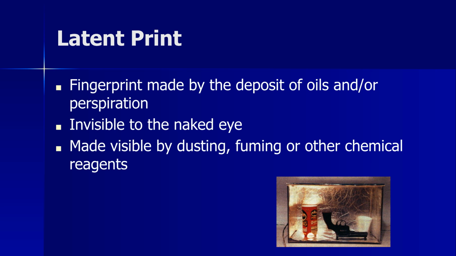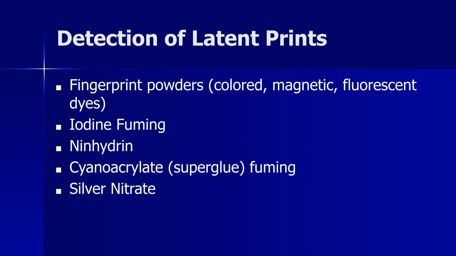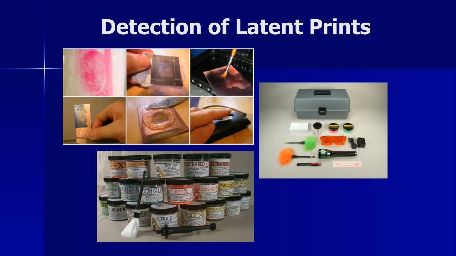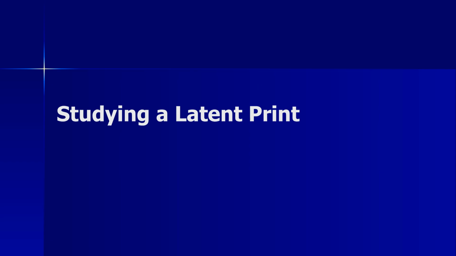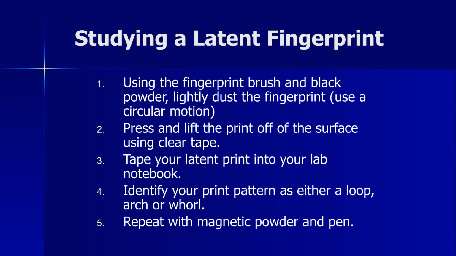A latent print is made by the deposit of oils or perspiration and is invisible until chemically developed or dusted. Latent prints can be detected using various methods, including fingerprint powders, iodine fuming, ninhydrin, cyanoacrylate fuming, and silver nitrate. These images show various tools and chemicals used for detecting latent prints, such as powders, brushes, and fuming kits. Next, we will cover the process of studying a latent print once it has been developed. To study a latent print, dust it lightly with black powder, lift it with clear tape, mount it, identify the pattern, and repeat the process with magnetic powder.